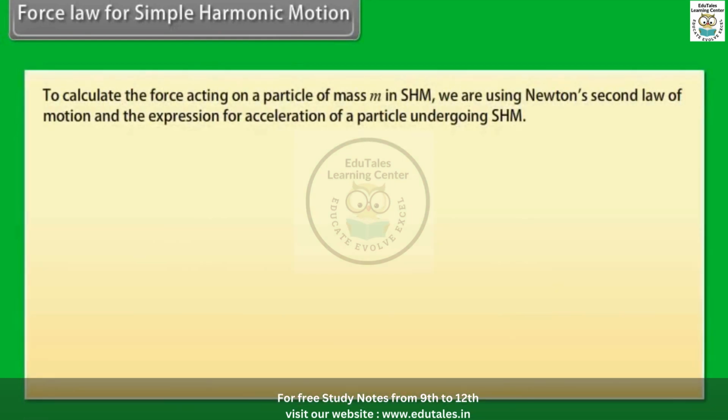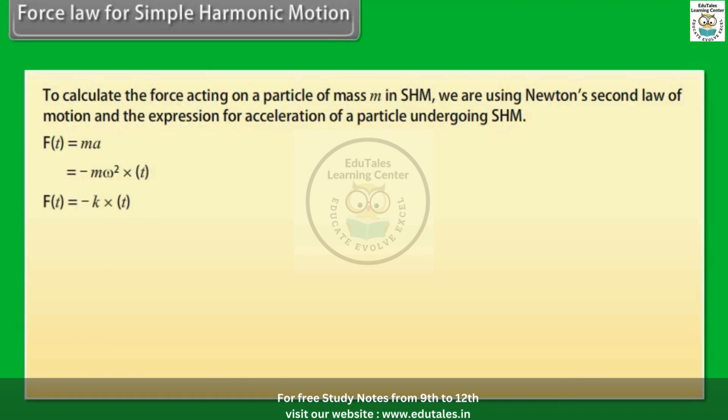Force law for simple harmonic motion. To calculate the force acting on a particle of mass m in simple harmonic motion, we are using Newton's second law of motion and the expression for acceleration of a particle undergoing simple harmonic motion. F(t) is equal to ma. Putting value of a, we get F(t) is equal to minus m omega square into x(t).